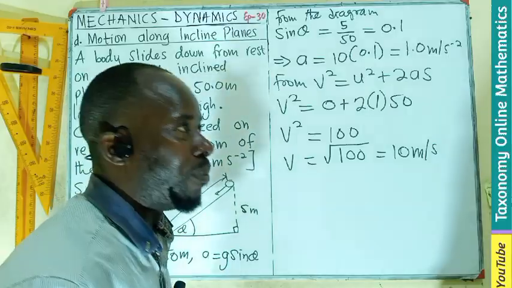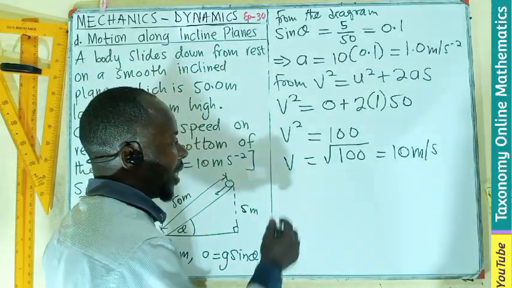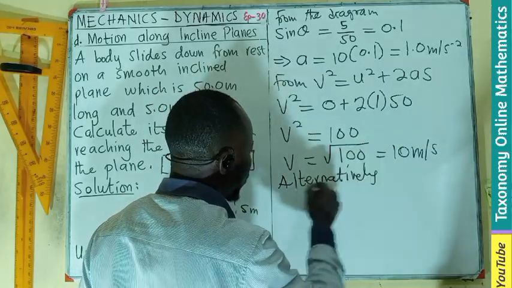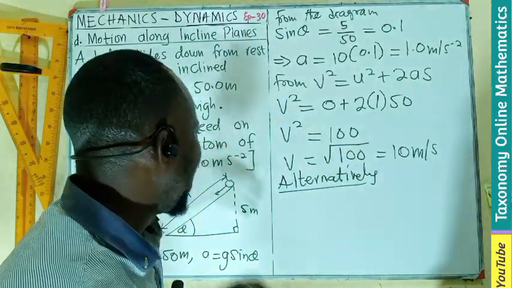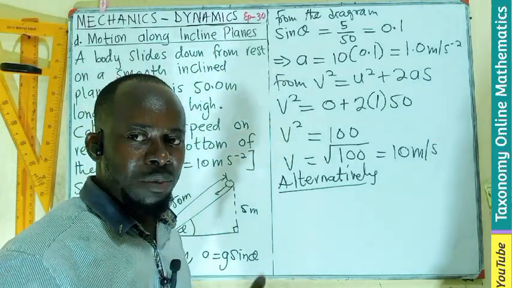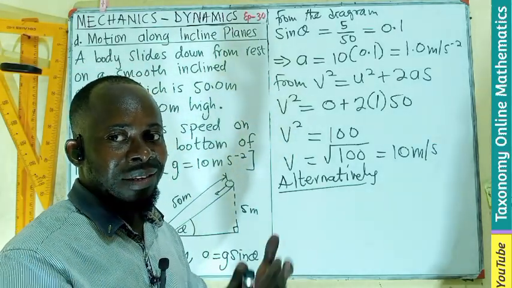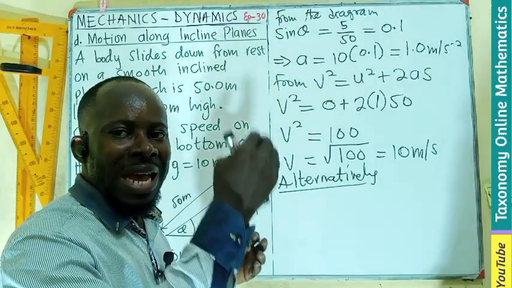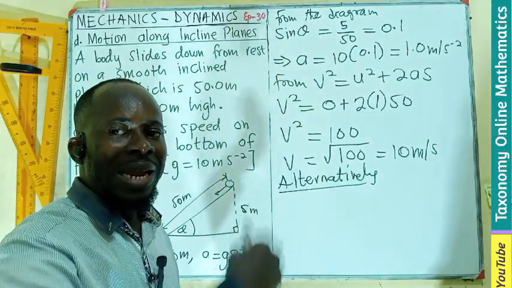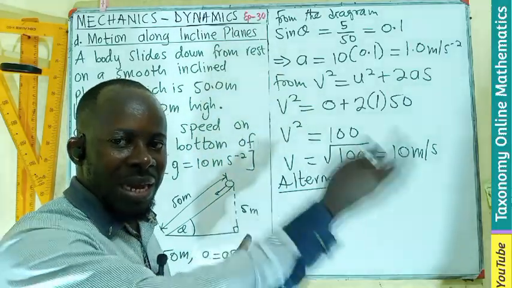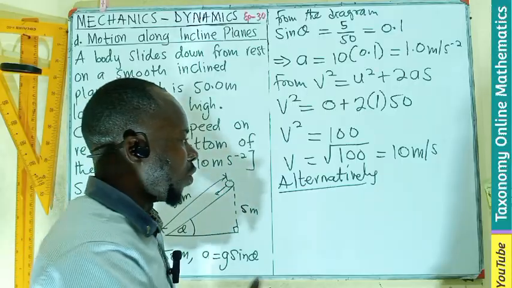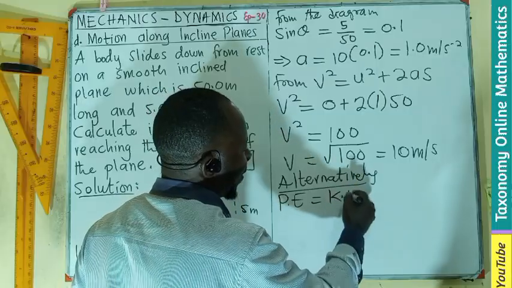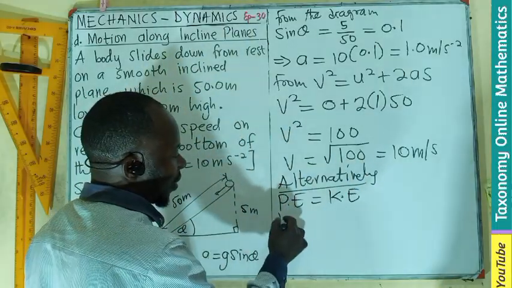But I can also digress a bit from all the formulas we have indicated earlier on and see that, alternatively, if the body is at the top, motionless, it means that the potential energy of the body can be determined. Now, when it begins to move, the potential energy will be converted to kinetic energy, meaning potential energy at the beginning will be equal to the kinetic energy at the end. So we can say that potential energy equals kinetic energy.